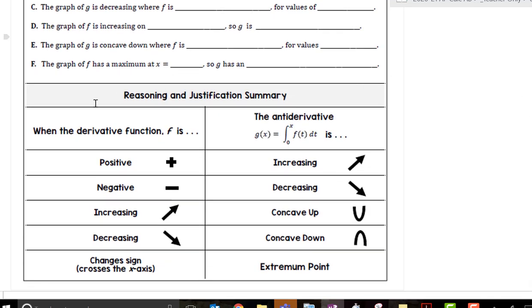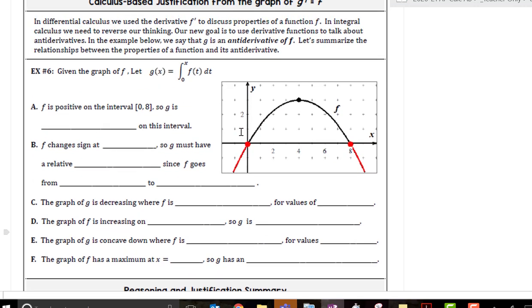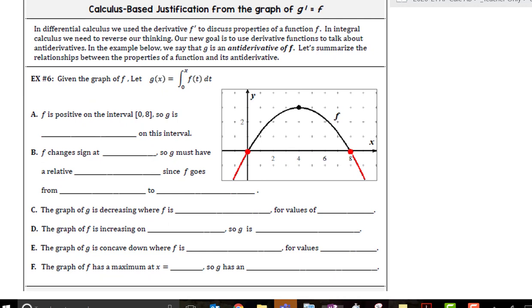You guys have this reasoning and justification summary. This is really going to be an important thing to write down. We're going to do one more example, and I promise I will make it quick.